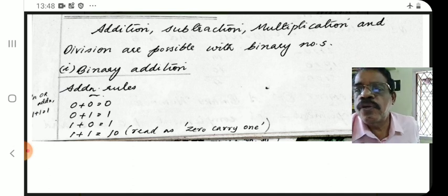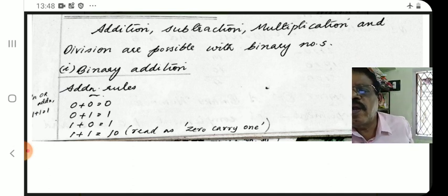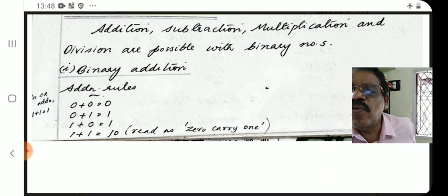0 + 0 is 0, 0 + 1 is 1, 1 + 0 is 1, 1 + 1 is 1 0. Read as 0 carry 1. We can read like this, or you simply read 1 0. 1 + 1 is 1 0.